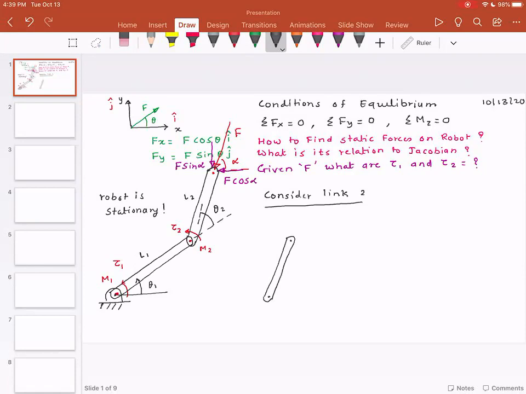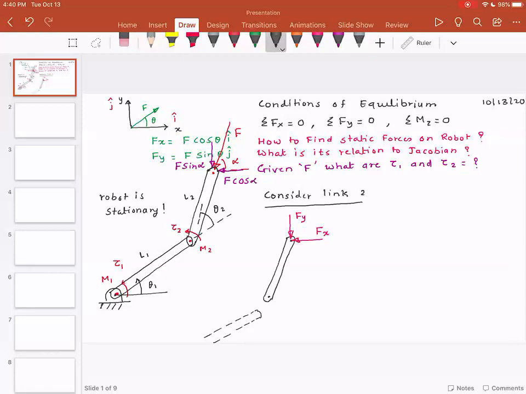This is my link 2. On this link 2, I have two forces. This is F of X, and this is F of Y. And then this link has been separated from the other link, which is over here.